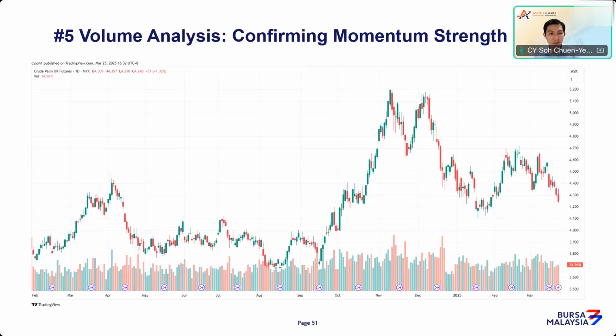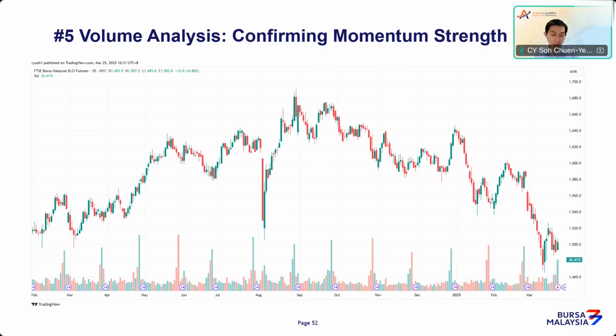Now let's have a look at this FCPO market. If you look at this FCPO, you can see the volume. There is a pattern here. Volume usually spikes during the middle of the month. This happens because most traders tend to roll over their contract to the third active month. So volume in this case is not quite practical for FCPO. You can ignore volume here.